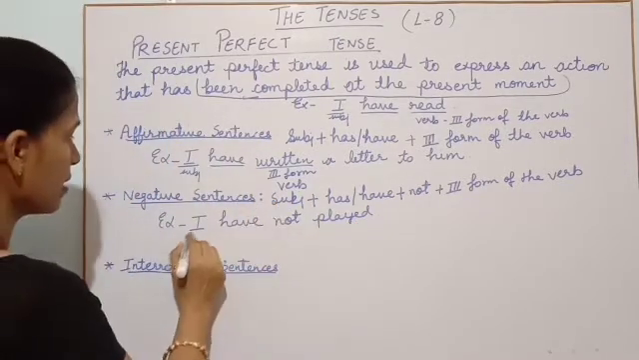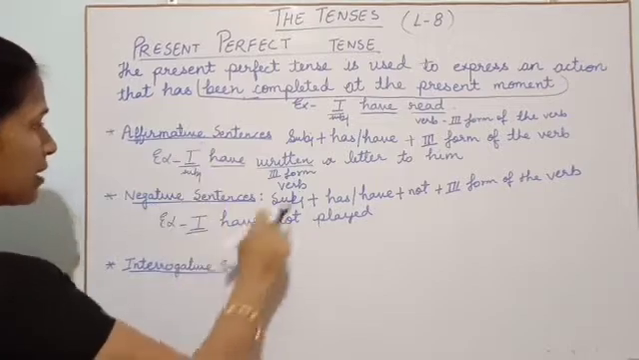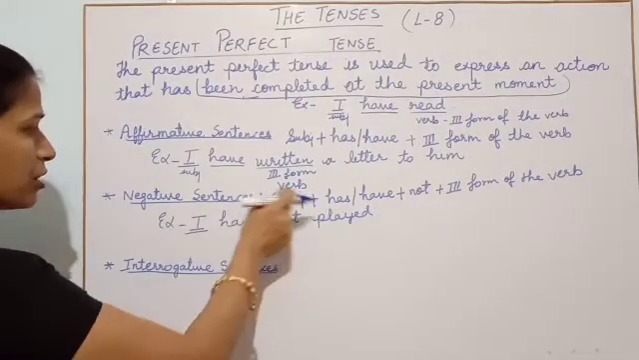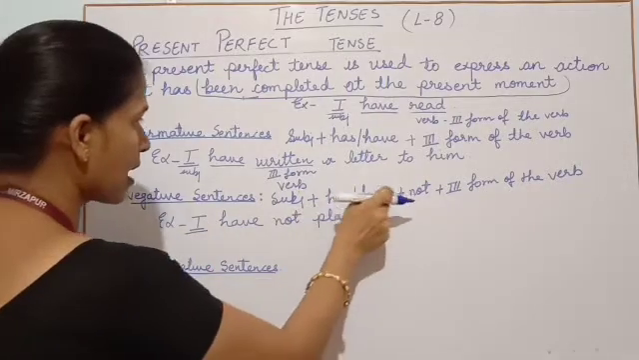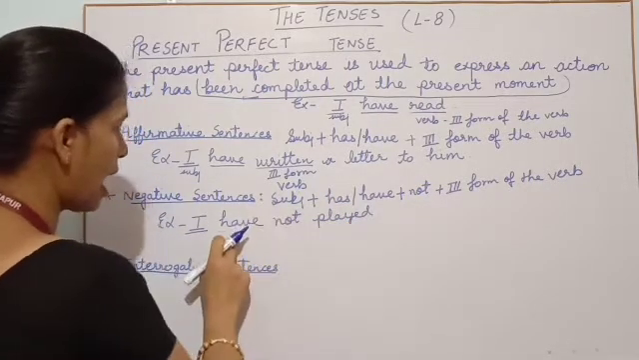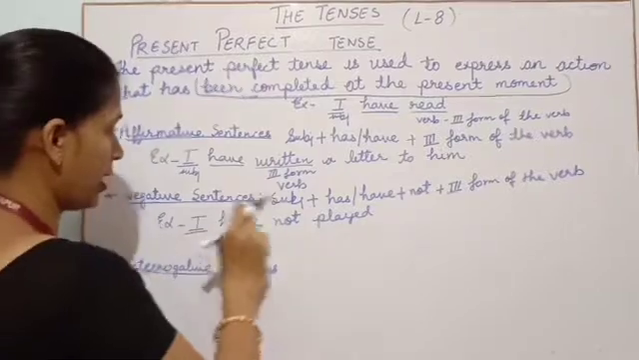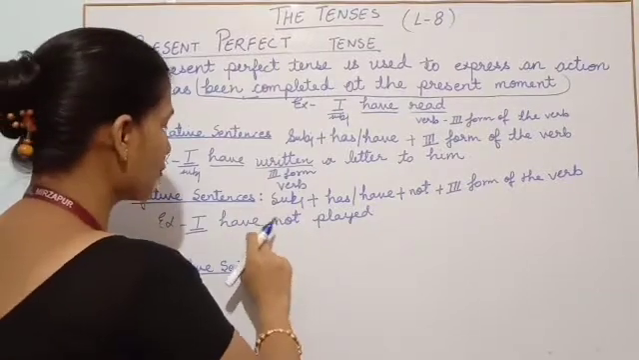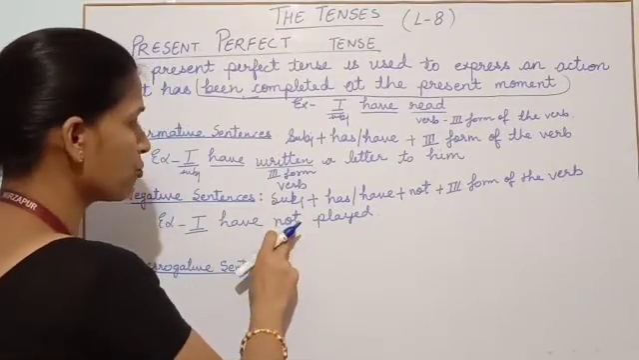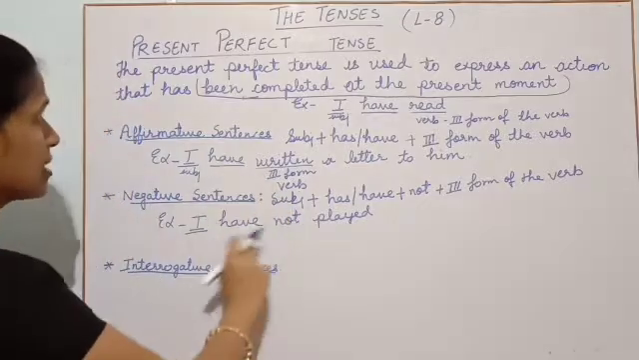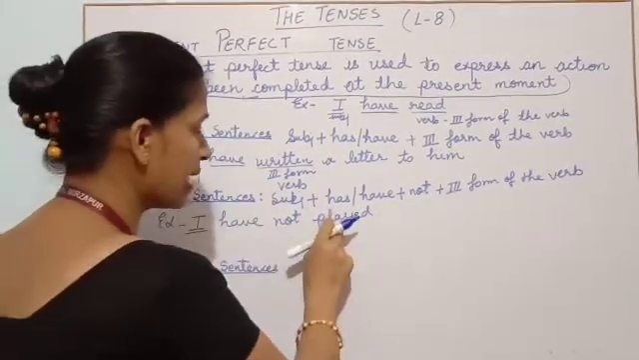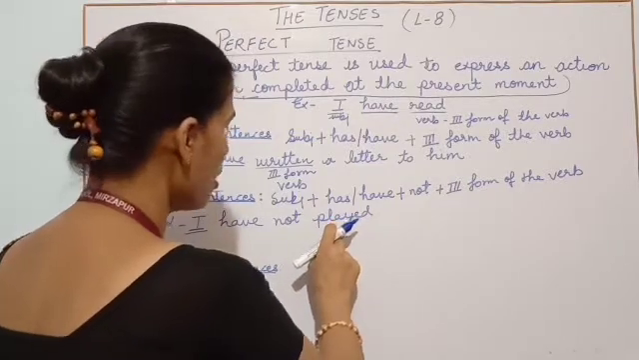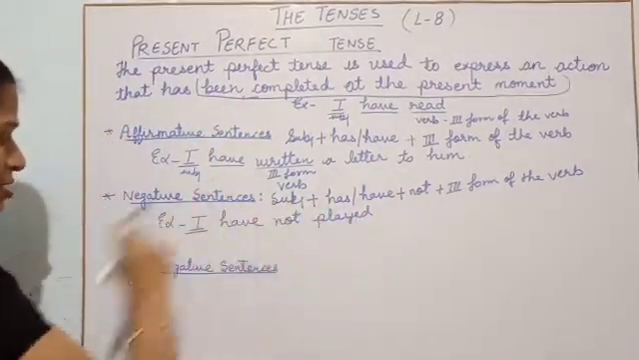Let's see. By this time I think you have understood how we can put these. Subject, I. Has and have, since it is I. Not. After the auxiliary verb, we are going to put not to make the present perfect tense negative. Then played is your third form of the verb. I hope this is understood by you.